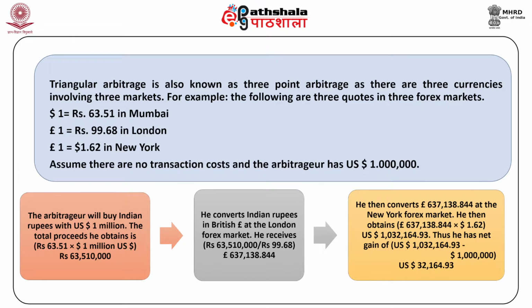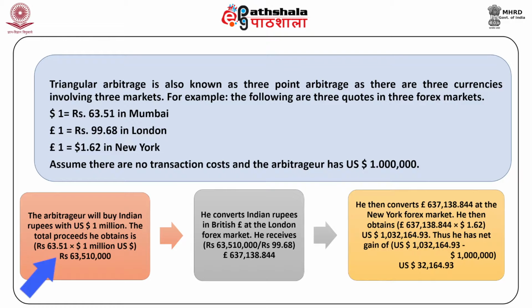Arbitrage gains are possible since the cross rate between US dollar and British pound, by using the rates at London and at Mumbai, is different. It would be rupees 99.68 divided by rupees 63.51, equal to 1.5965 US dollar per pound, from that of New York, which was 1.62 US dollar. The arbitrator can adopt these steps to realize arbitrage gains.